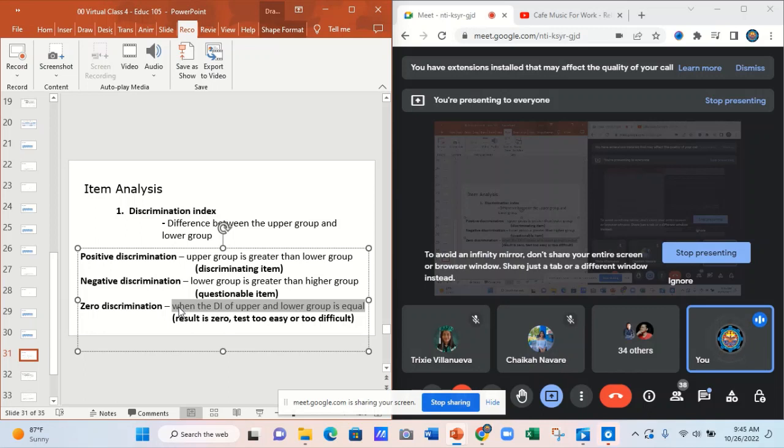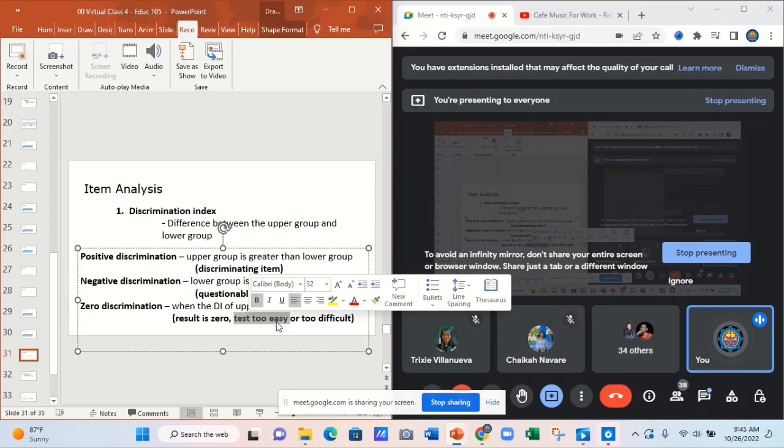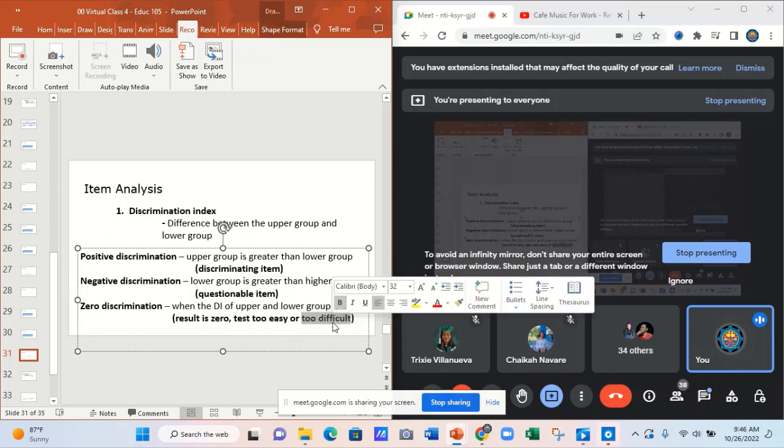Okay? If there is zero discrimination, it cannot tell who is bright or who is weak. It could either be that the test is too easy or the test is too difficult. Too easy means even the weakest members of the lower group can get a perfect score. That is zero discrimination. On the other hand, it could also be too difficult, where even the brightest, the summa cum laude, cannot answer the item because of its difficulty.